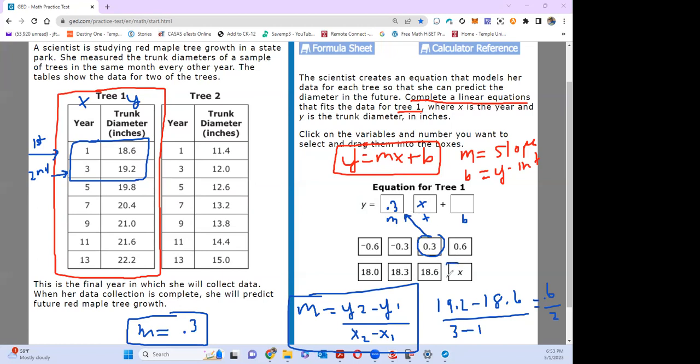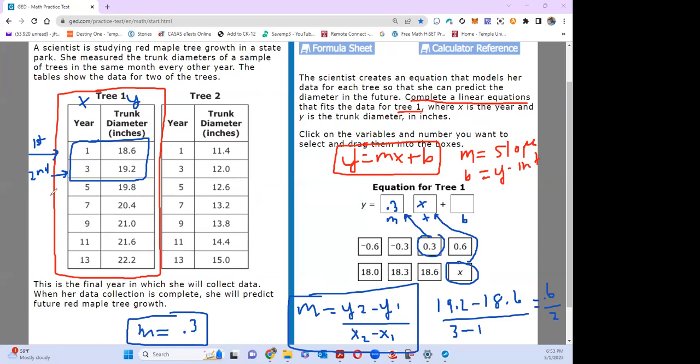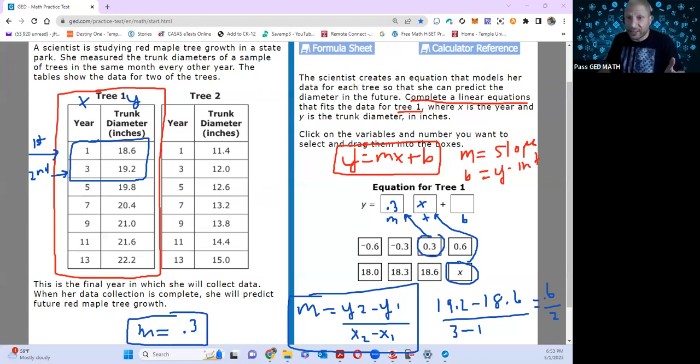I would grab this x and plug it right there, because y equals mx plus b. And I'm running out of room here, so I'm going to hit save. I'm going to have to clear it out because I'm running out of room.